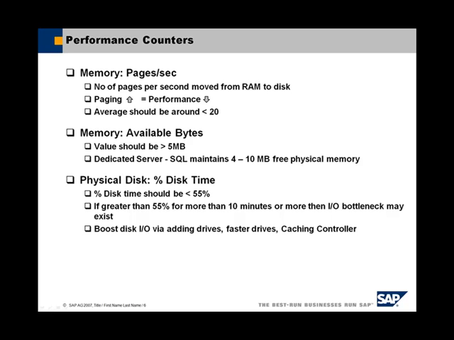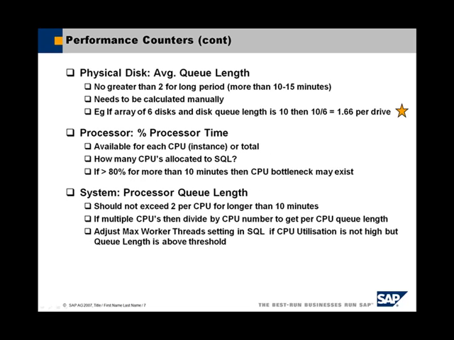What you can also do, depending on the disk drive controllers in your server, if they are caching controllers, is look at adding additional memory to those caching controllers, again allowing the controller to cache more of the reads and writes to the hard drive. Next one we added was on our physical disk, our average queue length, and we didn't want this to be any greater than 2 for a long period of time, which we said was more than about 10 to 15 minutes.